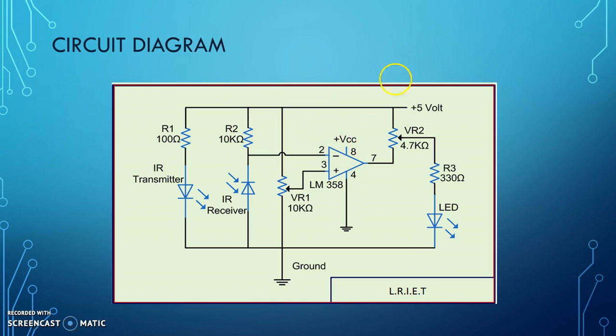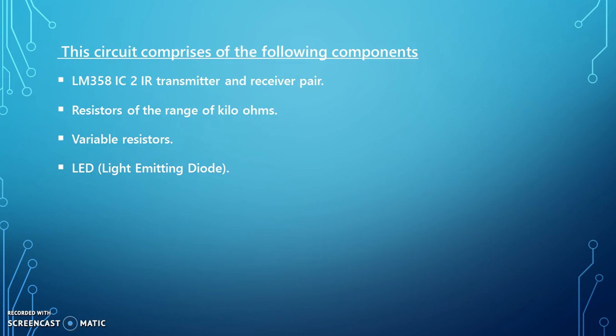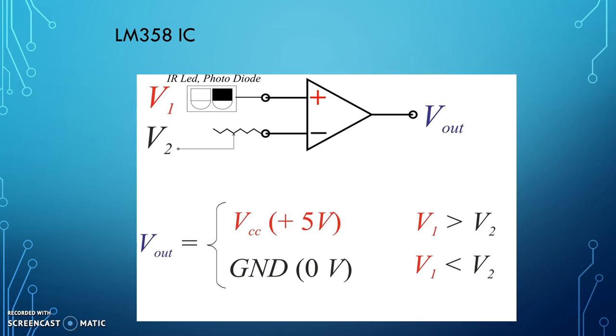This is an inverting input and this is a non-inverting input, and according to these inputs it will give an output as an analog voltage. This circuit comprises of the following components that we have just seen: LM358 IC, resistors, variable resistors and LED. This is what the LM358 IC is.